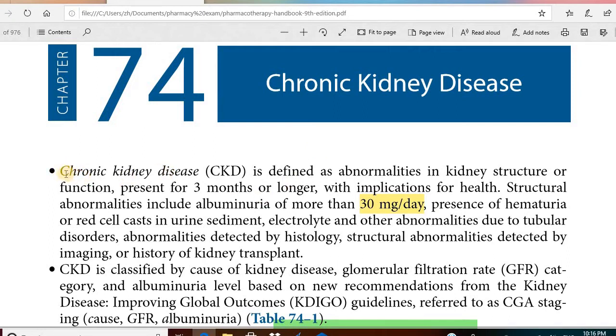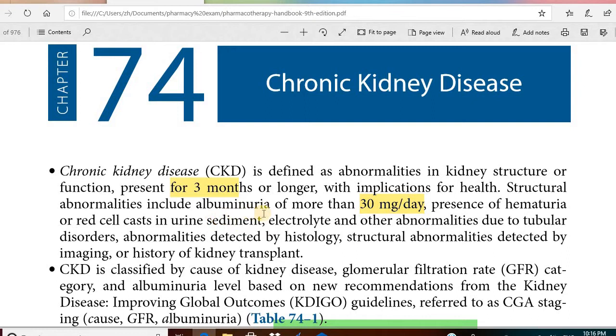So first of all, there is a definition of chronic kidney disease, which is defined as abnormalities in kidney structure or function present for 3 months or longer with implications for health. So you can highlight this.